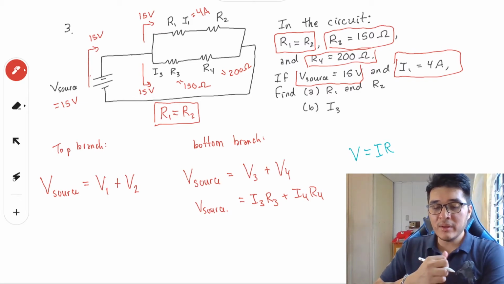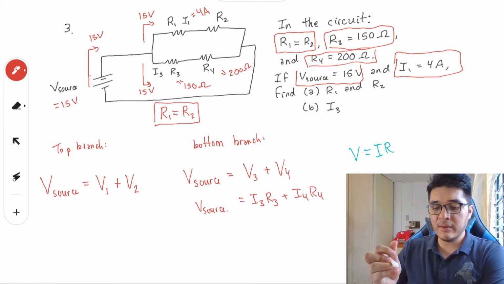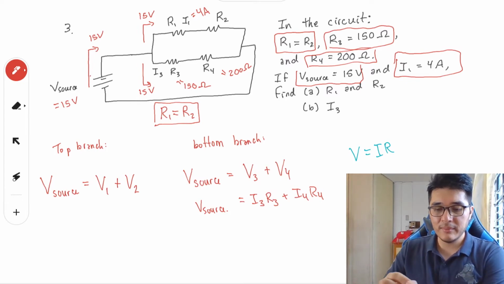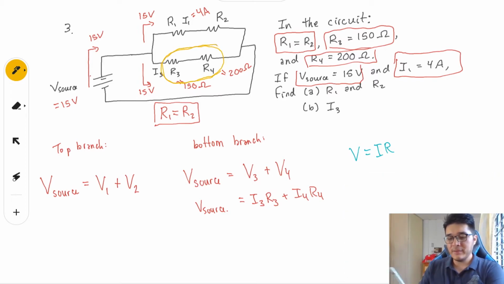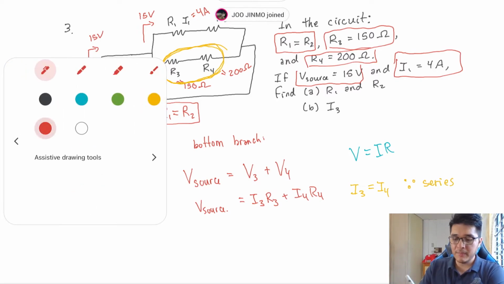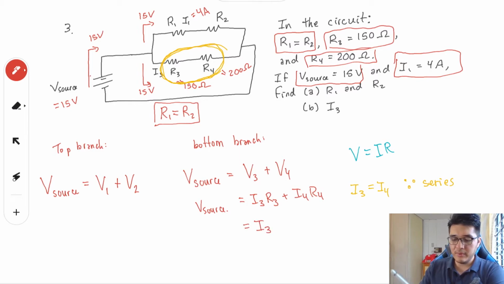Now, what do we know about the current through the third resistor and the current through the fourth resistor? How are those two related? Should be same. Because the two resistors here are connected in series, we can say that the current at 3 equals the current at 4, since they're connected in series. So we can rewrite this as I3 R3 plus I4, sorry, I meant to write I3 R4. We can common factor the current at 3, so it's going to be R3 plus R4.